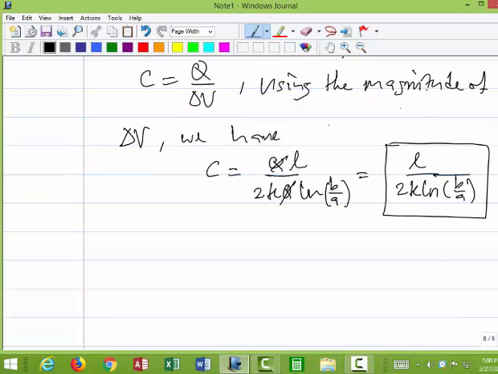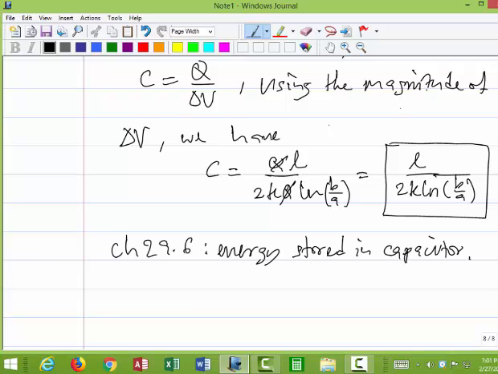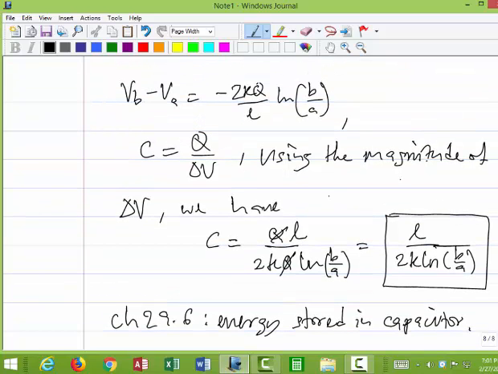Okay, so let's go to 29.6, energy stored in a capacitor. In the previous exercise we just did, we used the magnitude of delta V, because remember that the capacitance is a scalar quantity, so there is no direction. The negative sign is not a direction indicator. It just indicates that the potential difference is decreasing or dropping. So when we find capacitance, we use the magnitude of delta V, not the actual delta V, which is negative of that quantity. That gives us a capacitance.